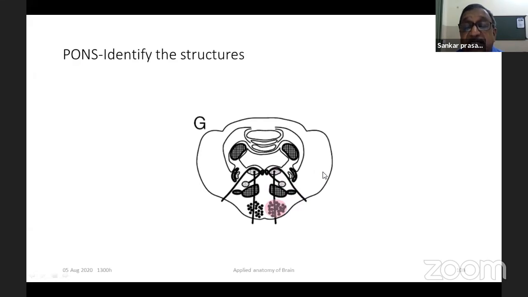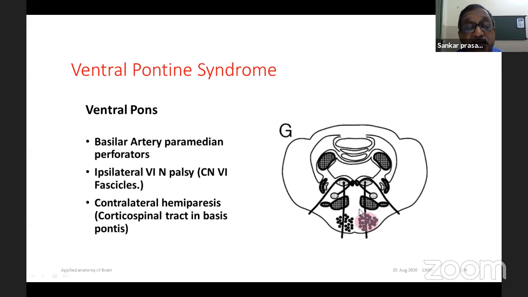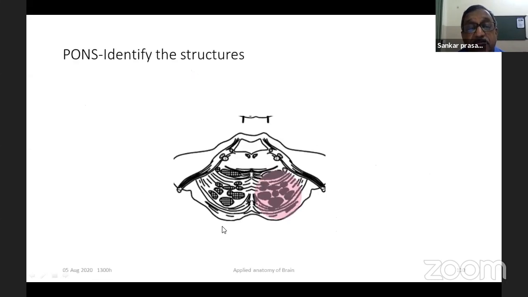Identify the structure. It's only the CST. That is the corticospinal tract, with basilar artery paramedian perforators, the sixth nerve ipsilateral, and contralateral hemiparesis. So now identify the structures in the pons.